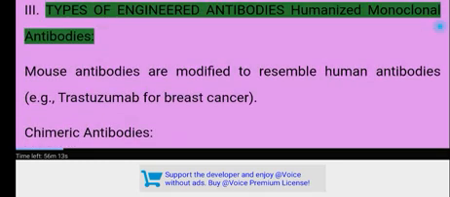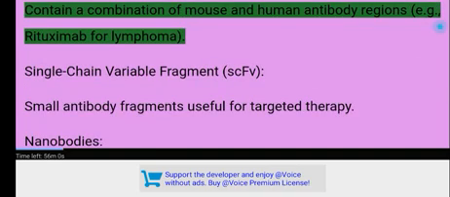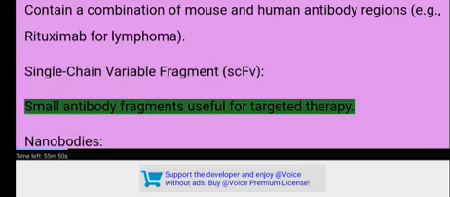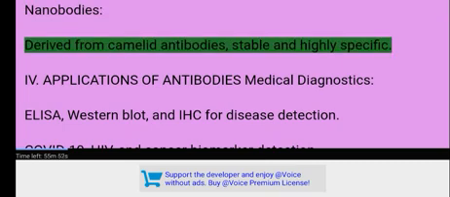Three, types of engineered antibodies. Humanized monoclonal antibodies: mouse antibodies are modified to resemble human antibodies, e.g., trastuzumab for breast cancer. Chimeric antibodies contain a combination of mouse and human antibody regions, e.g., rituximab for lymphoma. Single-chain variable fragment, scFv: small antibody fragments useful for targeted therapy. Nanobodies: derived from camelid antibodies, stable and highly specific.